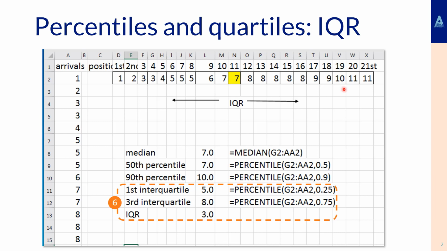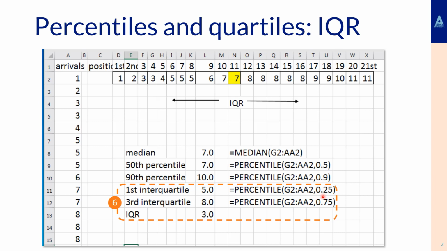The other very important percentiles that are often calculated are the first and third quartiles. The median splits the data into two halves. The first quartile then splits the lower half into two halves. Because the median is the 50th percentile, the first quartile is the 25th percentile. Excel doesn't have a quartile calculation here, so you use the percentile calculation. What's the first quartile, or the 25th percentile?